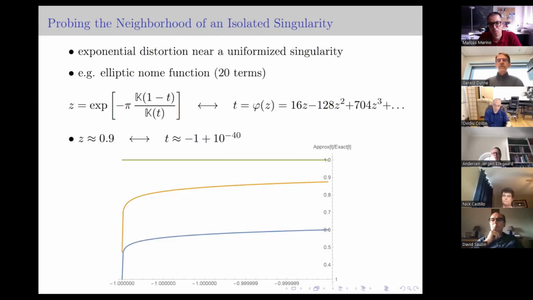But the uniformizing map, would that give you something stronger than n to the 4th? Definitely. Yeah. Would it be exponentially better than that? I suspect so.